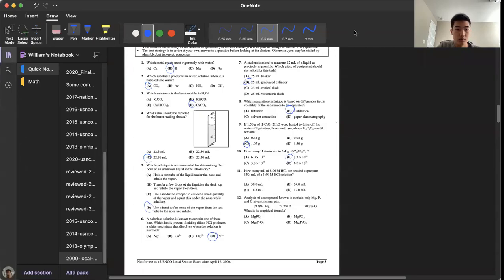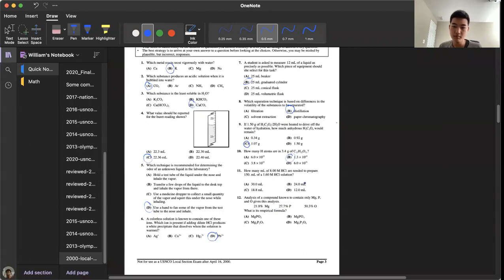Okay, so continuing with the 2000 local exam, we're going to do 11 through 20. So starting with 11, how many milliliters of 8 molar HCl are needed to prepare that much of that concentration?